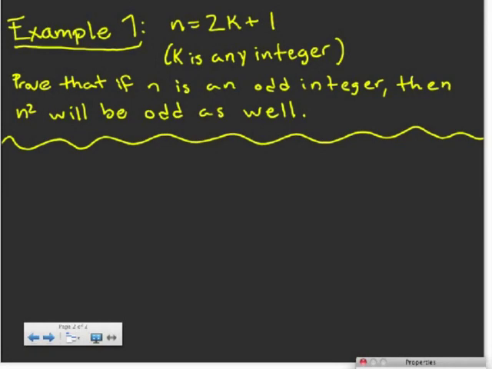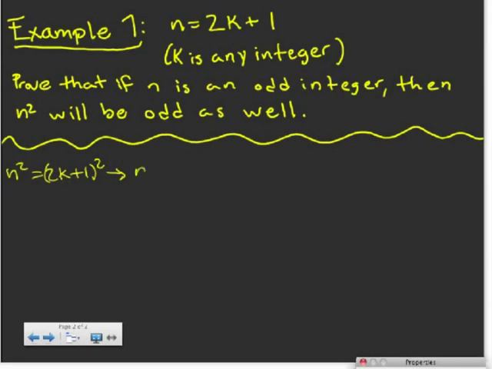Alright, so example 1 is just a simple example of a direct proof, and by definition we know that if n is an odd integer, then n is equal to 2k plus 1, k being any integer. So we need to prove that if n is an odd integer, then n squared will be odd as well. So we can start by squaring both sides of the original equation, which will give us n squared is equal to the quantity of 2k plus 1 squared.